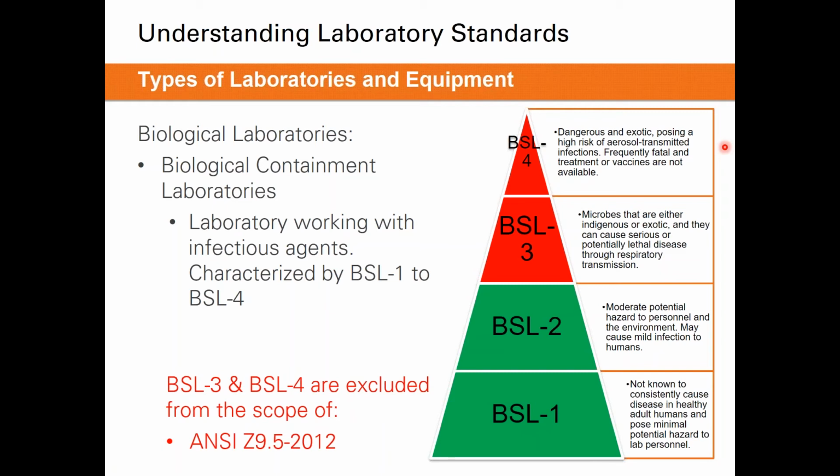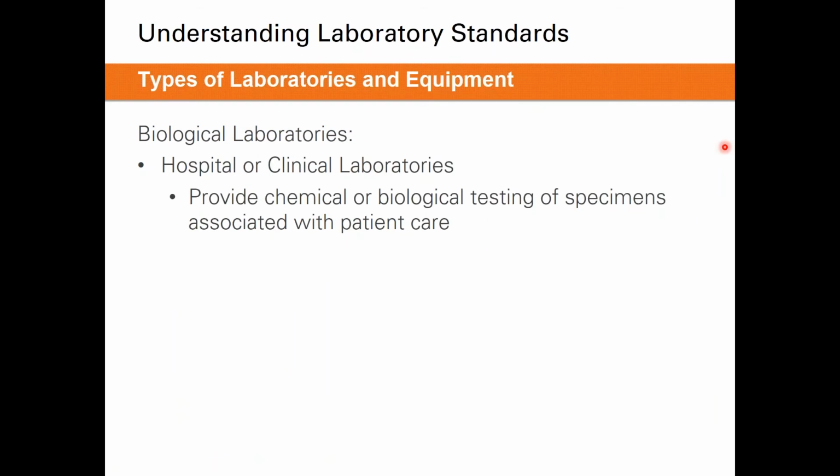Just as a note about BSL-4 labs as well, these are not common labs. There are only about 50 of these BSL-4 labs throughout the entire world. So our next type of room that we'll discuss here again falls into the biological laboratory category, but is a hospital or clinical laboratory where they provide chemical or biological testing of specimens associated with patient care. So typically nothing too hazardous. These ones are included in the scope of ANSI Z9.5 and NFPA 45.